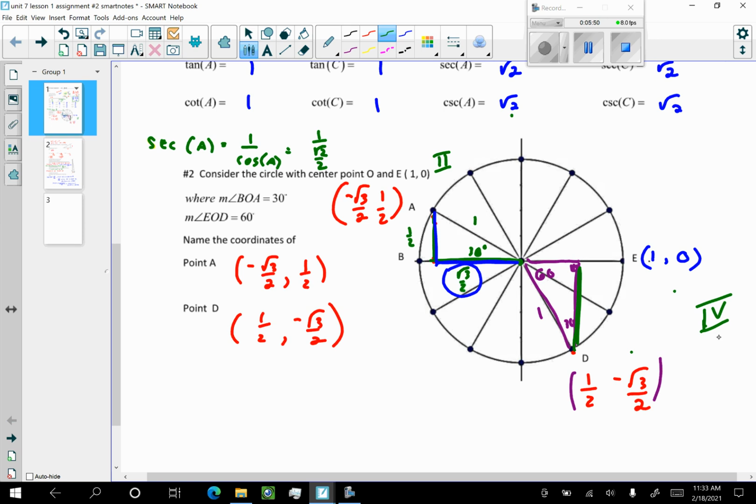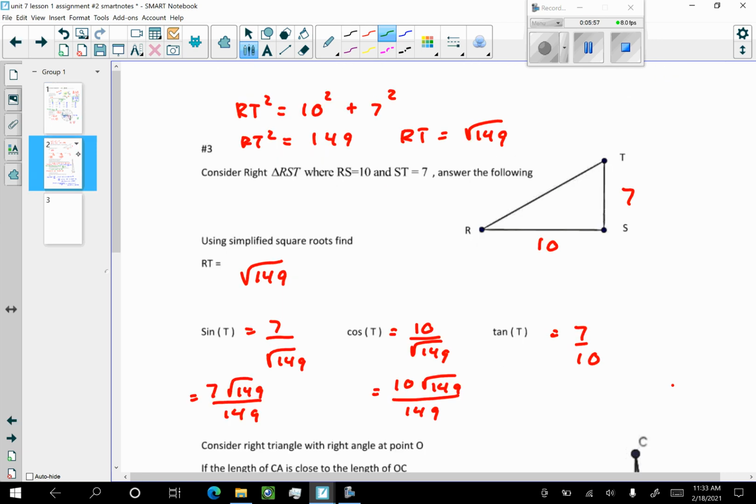You can take a picture of that. That's the key for that. There's going to be a question like this on the quiz tomorrow. So let's jump to the next page. The next problem is number 3 right here.